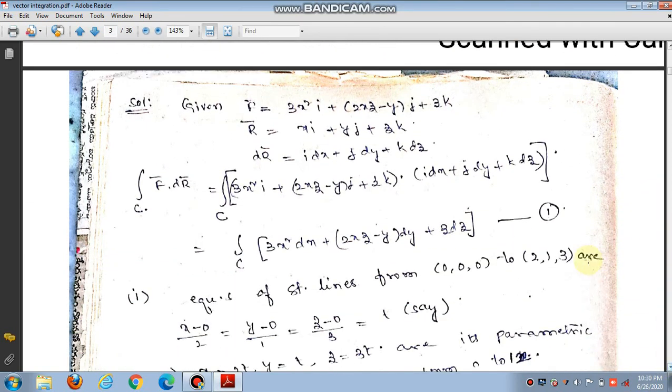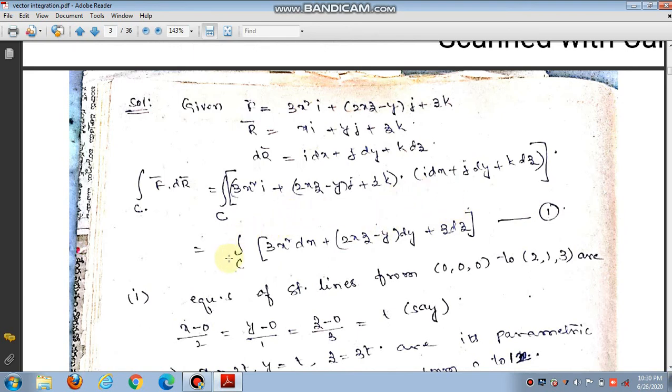First we write the given information. Given vector F̄ is this, and r̄ we know is the position vector xi + yj + zk, and dr̄ is nothing but i dx + j dy + k dz. Next I write the line integral of the function as the dot product between F̄ and dr̄, and this equation 1 represents the line integral of a function along the curve C.